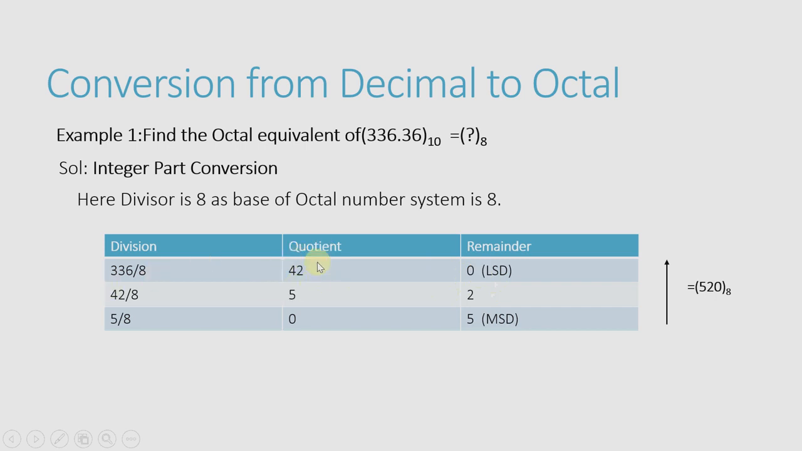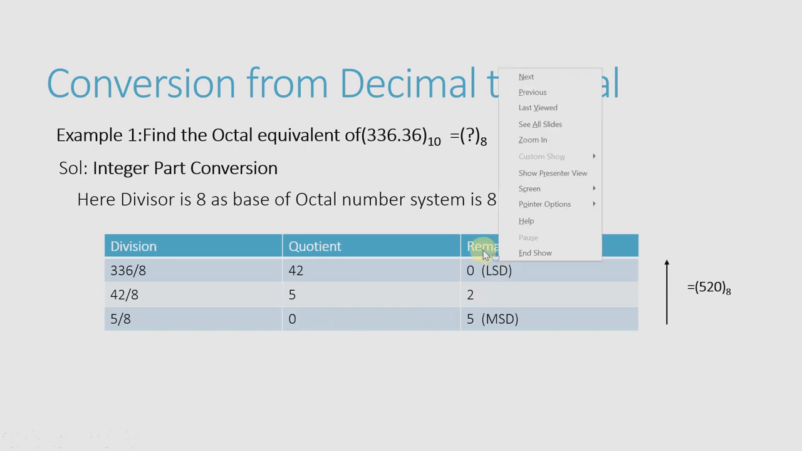Again pick up the quotient part, divide it by 8, and the quotient becomes 5 and the remainder becomes 2. Again pick up the quotient part, divide it by 8. Now we get the quotient 0 and the remainder is 5. So we can stop this process here, because now the quotient becomes 0.